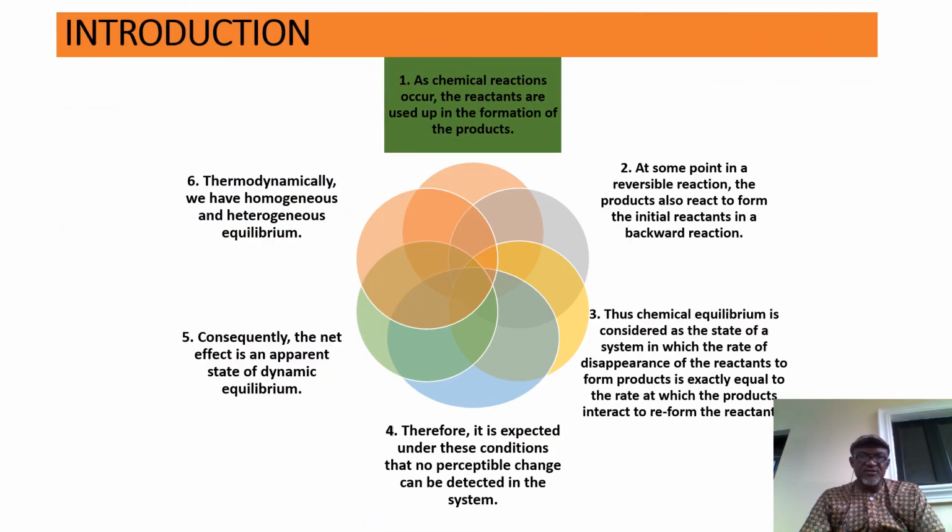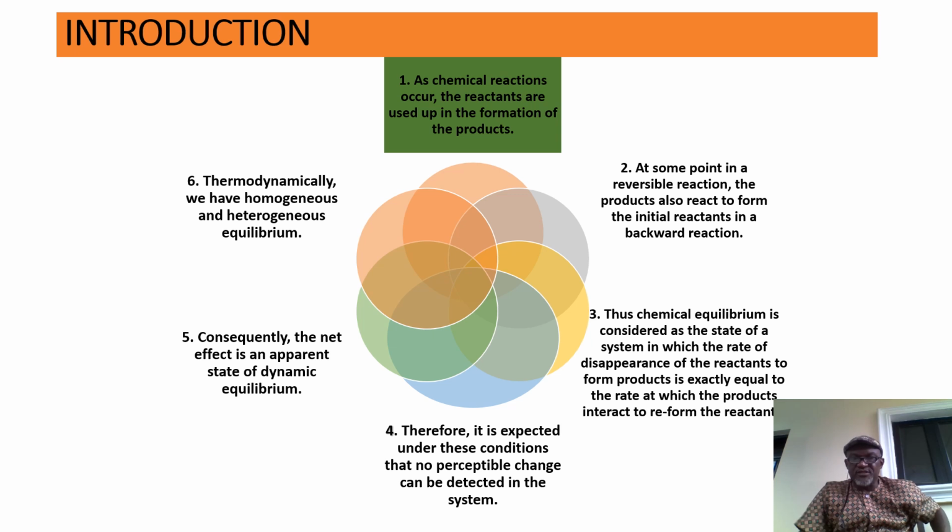Now, by way of introduction, as chemical reactions occur, the reactants are used up in the formation of the products. Let's say A and B are reacting together to form products. As time proceeds, because the reaction is going on, the quantity of A and B that we started with will start reducing because there's formation of products. And of course, the quantity of products will be increasing.